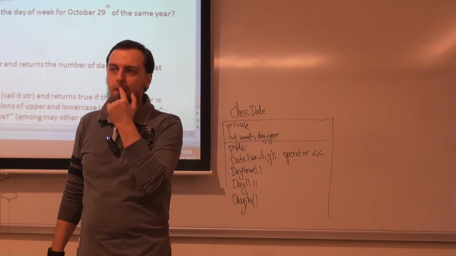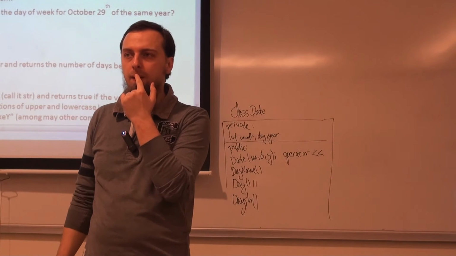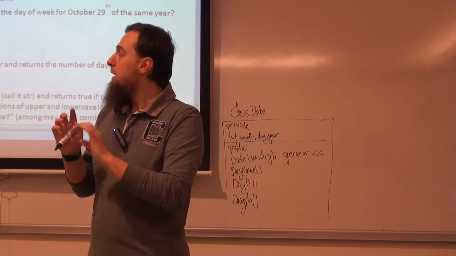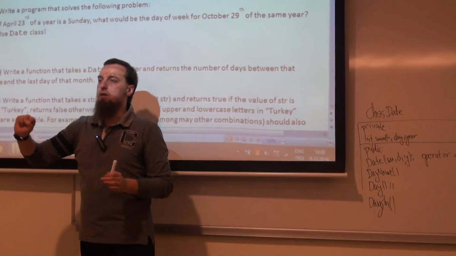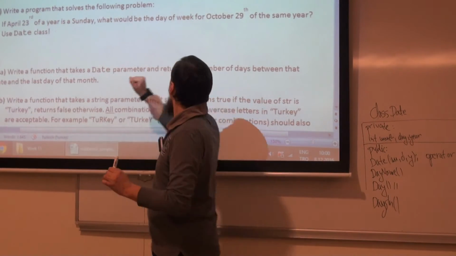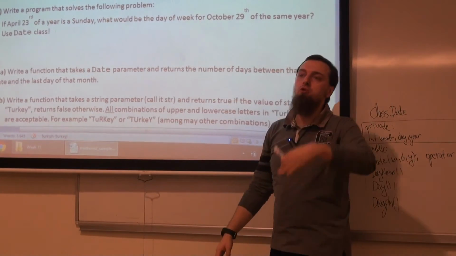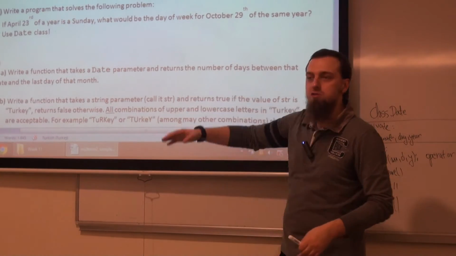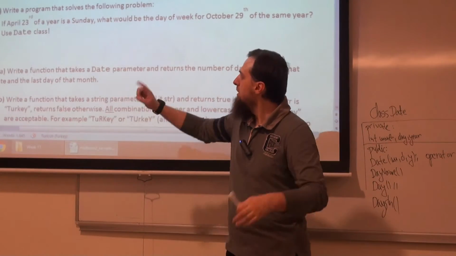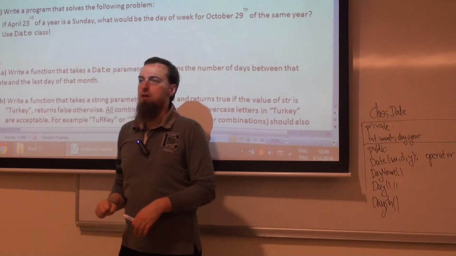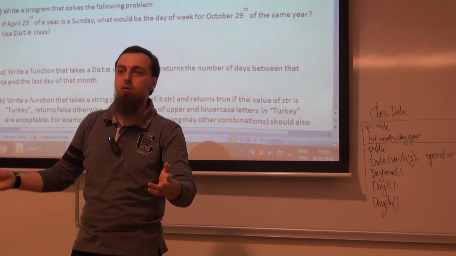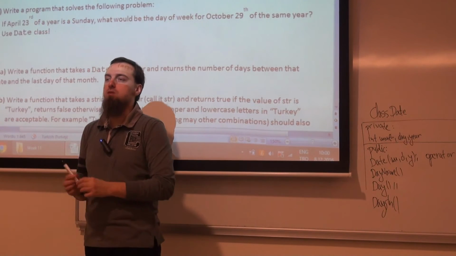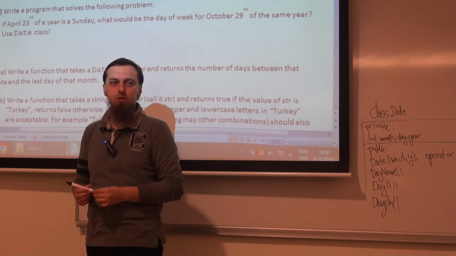Why do you think so? They change. But if I say, okay, for 2015, the 23rd of April is Sunday, and the 29th of October is, let's say, Tuesday. Then again in 2037, the 23rd of April is again Sunday. What's going to be the day of the 29th of October of 2037? Is that going to be the same or not? Does the year matter or not? What do you think? Yes or no?